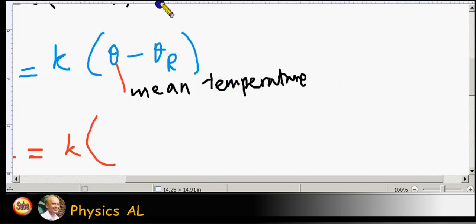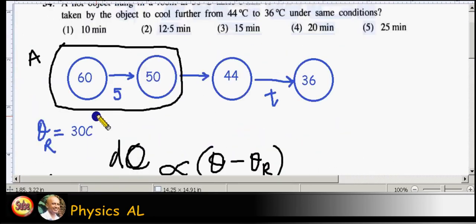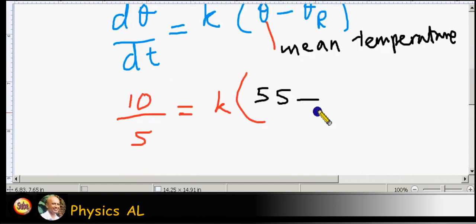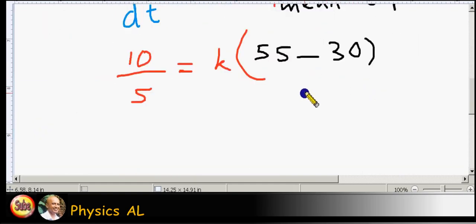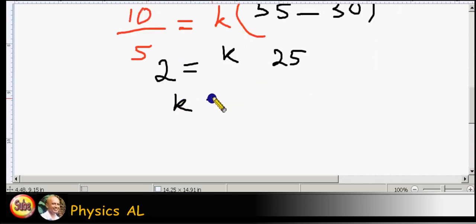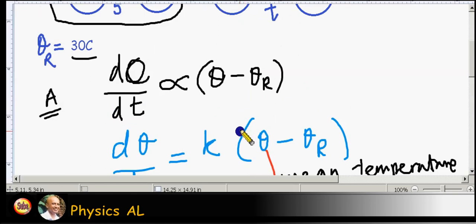So mean value, then 55 here, minus theta r, the room temperature. It is given 30 centigrade, 30. Now you have to simplify this. 30, 40, 55, 25 here, k here, 2, 10 divided by 5. Then k equals 2 by 25. You don't have to simplify this, just stop it here as it is.